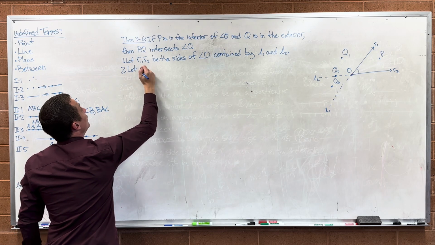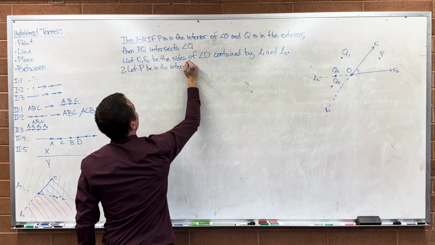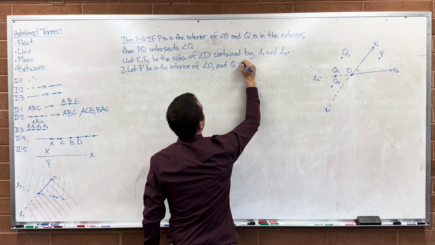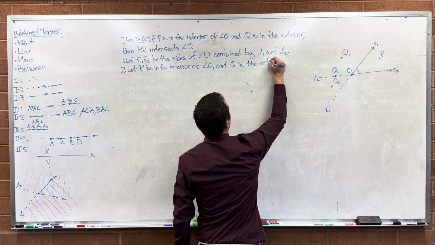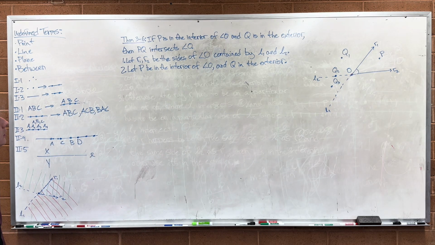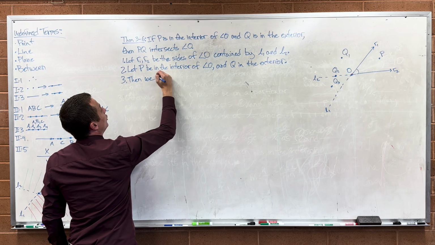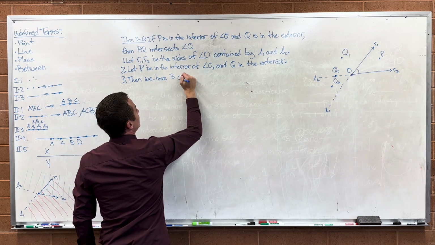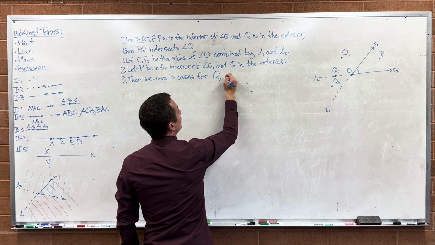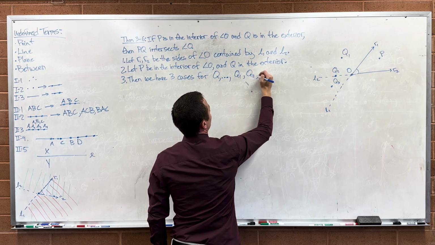2. Let P be in the interior of angle O, and Q in the exterior. Then we have 3 cases for Q. Now I'm not going to describe what those are, but we'll represent with the points Q1, Q2, and Q3.